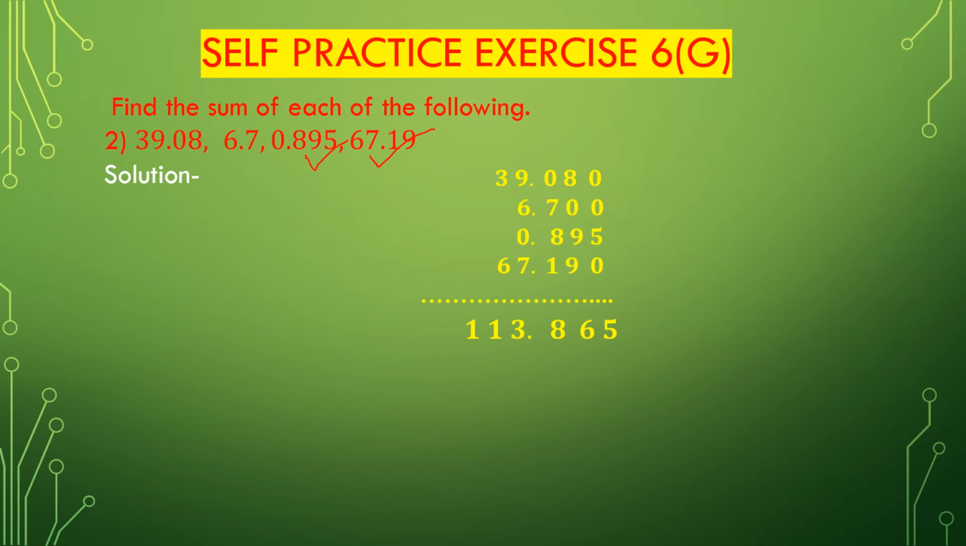In 39.08 after decimal point there are only 2 digits. So we have to add one more 0 in 39.08. Now 39.08 becomes 39.080. And in 6.7 the number of decimal places is 1. So we have to make the decimal places equal. So we have to add 2 more zeros in 6.7. Now 6.7 becomes 6.700.